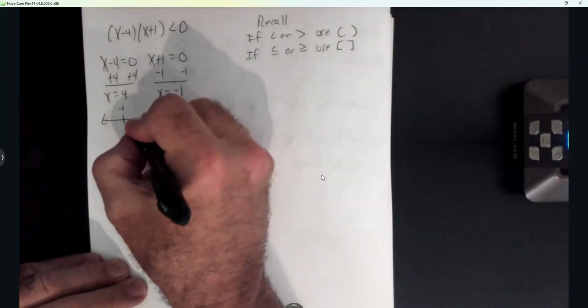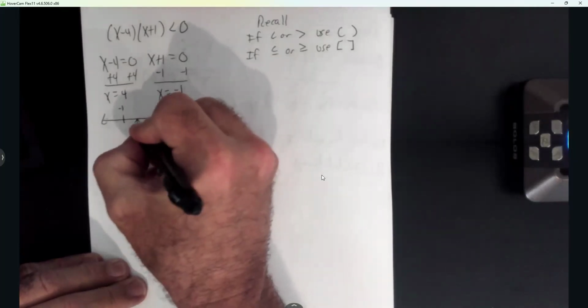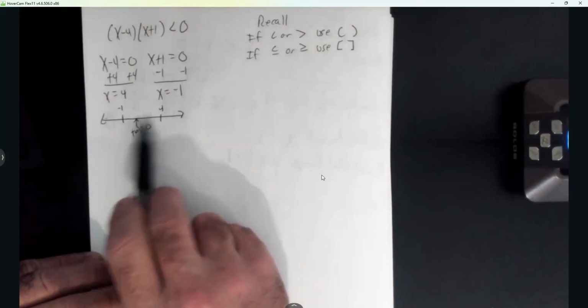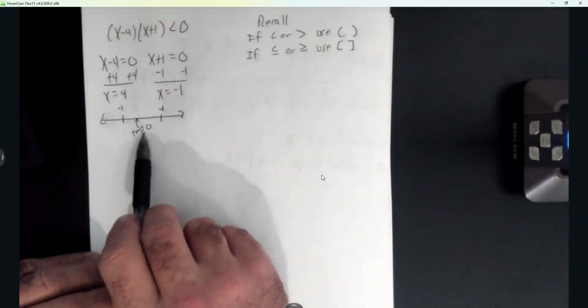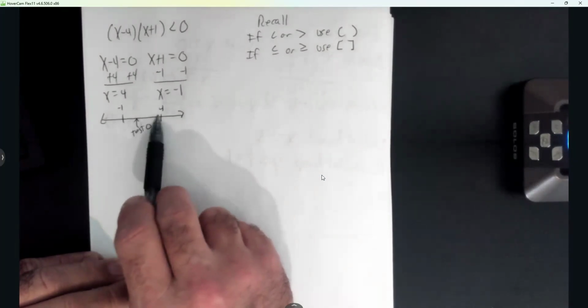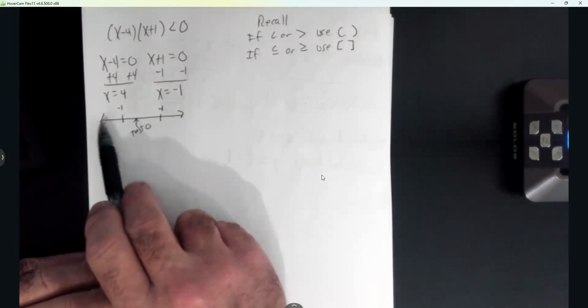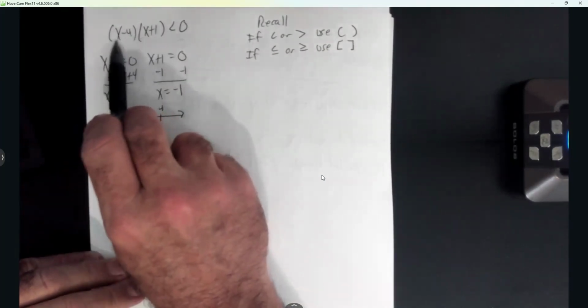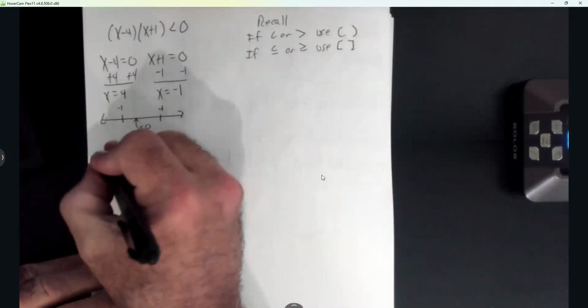And I pick a test point. So for me, I always test 0. So I know 0 is in between -1 and 4 on this number line. So I'm going to test 0. If it's true, I'm going to shade it. If it's false at 0, I'm going to shade the outside. So put a 0 in for these x's and see if this is true.